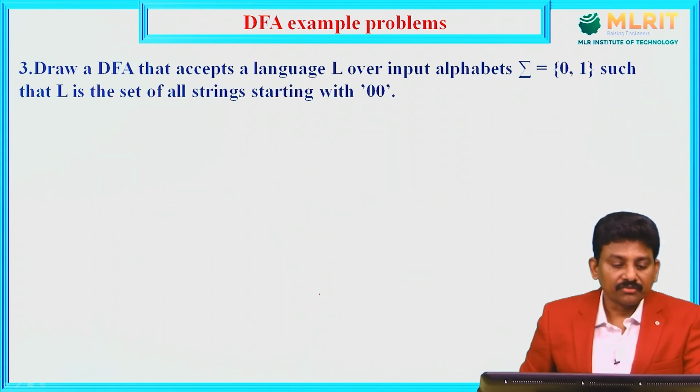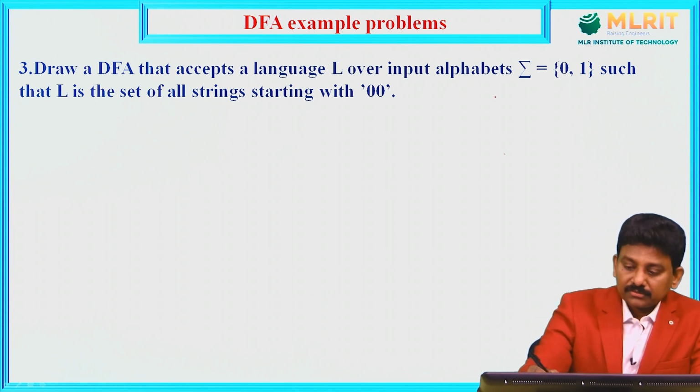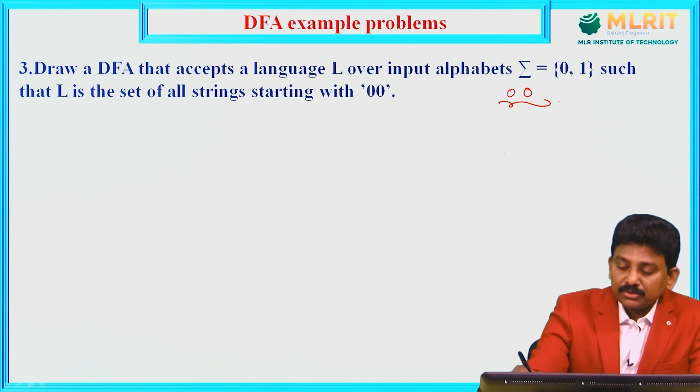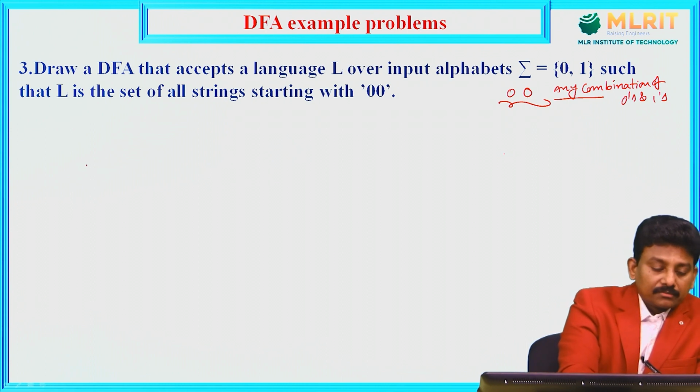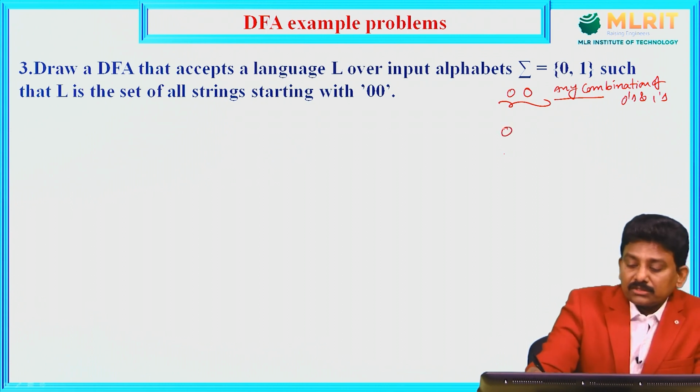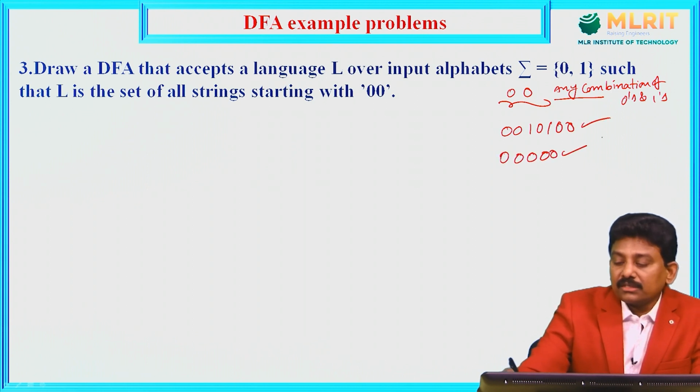Next, draw a DFA that accepts a language L over input alphabet sigma equal to 0, 1, such that L is the set of all strings starting with 0 0. The first two symbols must be 0 0, and afterwards any combination of zeros and ones. Valid strings are 0 0, and the remaining any combination is valid. 0 0 0, 0 0 0 is valid.